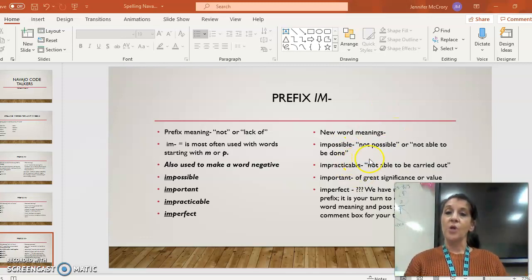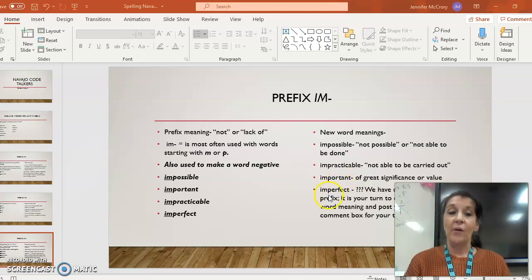So let's take a look at our first word, impossible, meaning not possible. Makes complete sense. Look at our definition of our prefix, or it's not able to be done. All right. Now let's look at our next one, impracticable. That is a tricky word, okay? And it is not able to be carried out. It's impossible. It's not able to be done. Now this one, important, it doesn't have that not in there, but it is a meaning of great significance or value, and it does hold that prefix of IM.